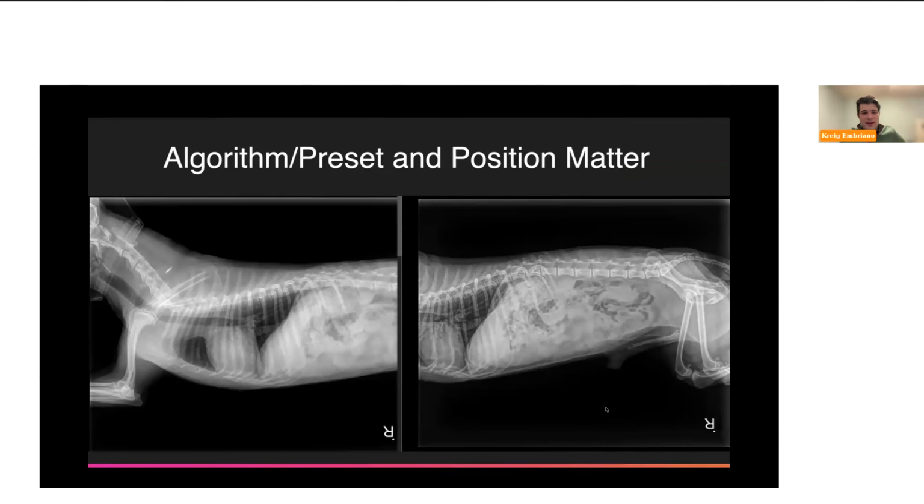I mentioned algorithms and whole body radiographs and why algorithms matter. This is the same dog taken at the same time. On the left hand, we have a thoracic radiograph with a thoracic preset algorithm. So when you're picking abdomen, thorax, musculoskeletal in the X-ray machine computer, you're choosing the algorithm preset.